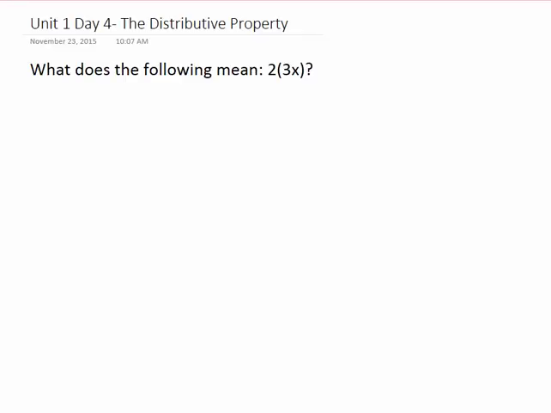Today we will be looking at the distributive property. Let us look at this first statement. So what does the following mean? 2 bracket 3x bracket. So this means that we have two groups of 3x.